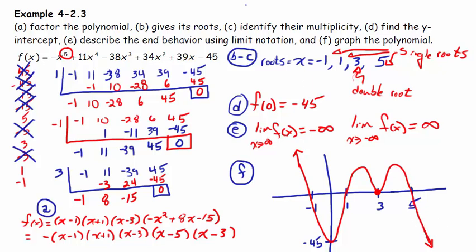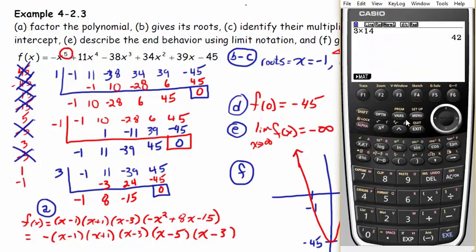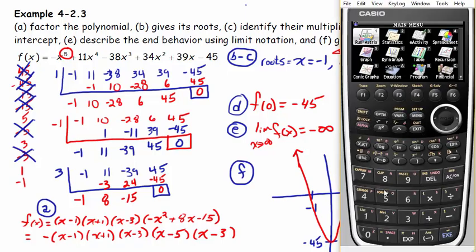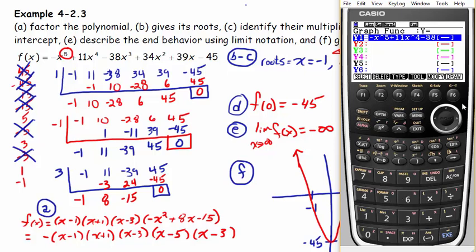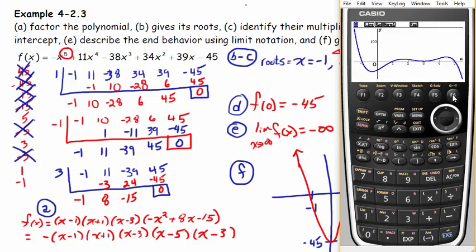Alright, and hopefully that's what we got in our calculator. Let's just double check here. Yes. Cut through -1, cut through 1, bounce off of 3, and down through a root of 5.